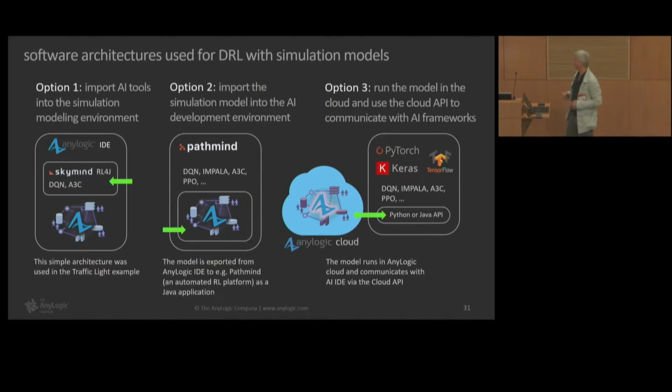These are some architectures. I won't go through that. For training that AI, we simply imported the SkyMind libraries for deep learning into AnyLogic, but options 2 and 3 are probably more valuable architectures for training AIs.